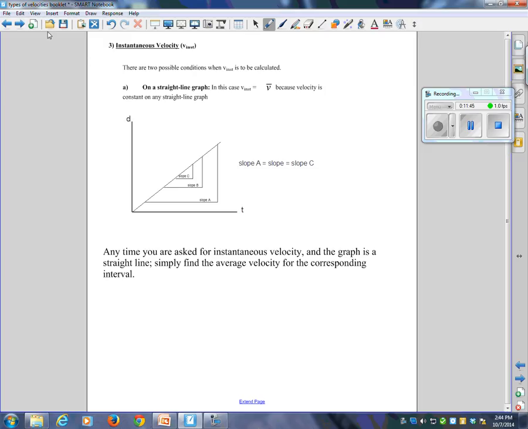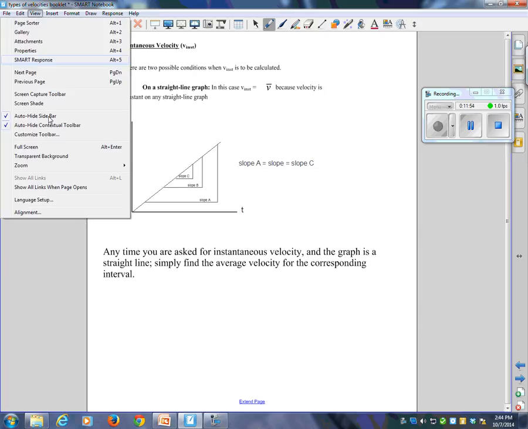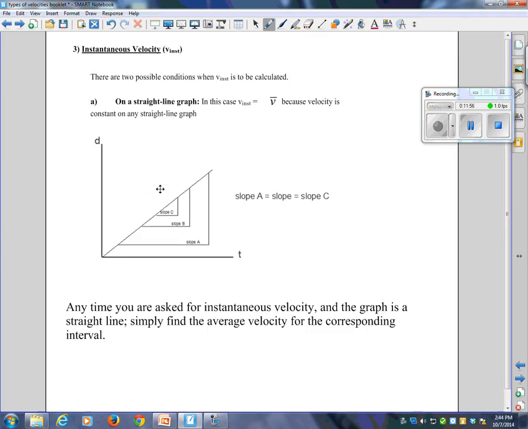Okay. Let's talk about the third kind of velocity, and then I'm going to give you time to work here. Instantaneous velocity, V-inst. Now, I've already sort of briefly talked about this. If you had to define what instantaneous velocity means, what would you say? What do you think it means? Like right now, how fast are you going?